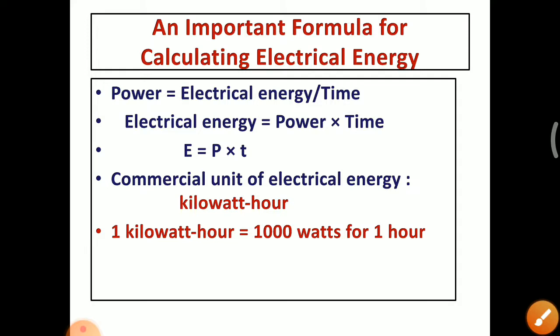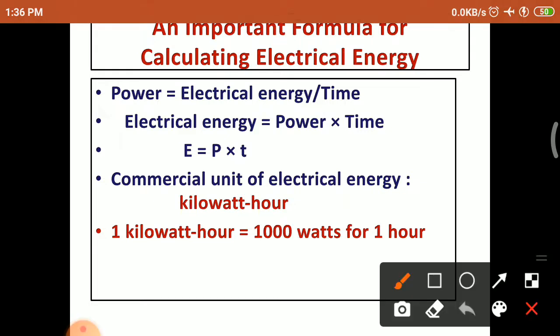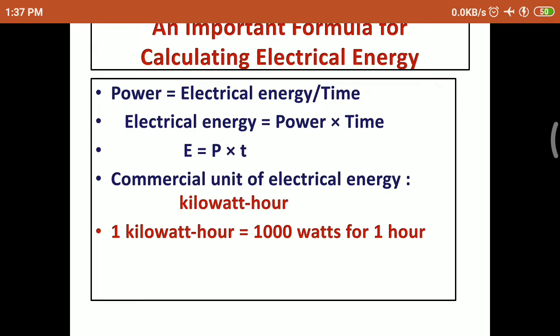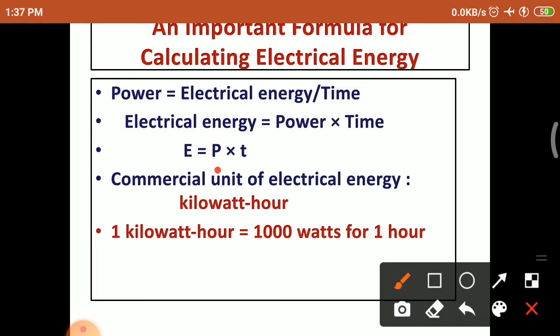The next one, an important formula for calculating electrical energy. You know that power equals work done by time, and power equals electrical energy by time. So how to calculate the electrical energy? Power equals electrical energy by time, so from this we can write electrical energy equals power into time, because the time will come this side. The electrical energy is represented by the letter capital E, power is capital P and time is T. So this is the formula for calculating electrical energy.